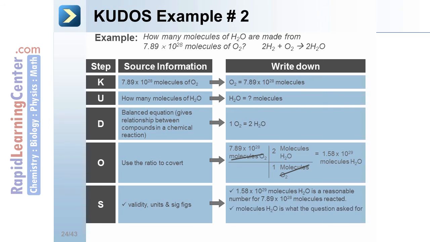1.58 times 10 to the 29th molecules is reasonable considering the given information. Molecules of water is what is being asked for in the problem. With multiplication and division, count significant figures. 3 were given, 3 are in the answer.